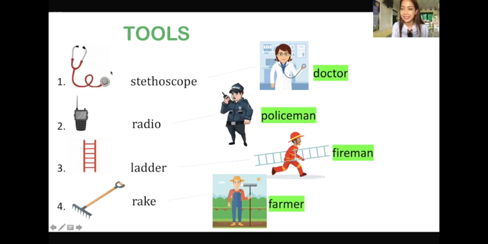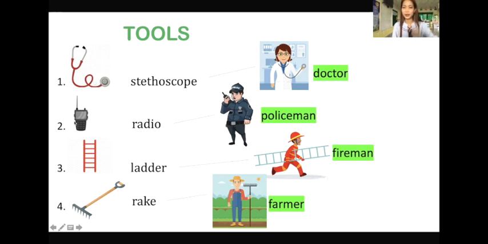Stethoscope. Stethoscope. That's right. So this is a stethoscope. And a doctor uses a stethoscope. Okay, so when the doctor treats a patient or if he or she needs to examine something, then he or she uses a stethoscope. One more time. Stethoscope. This is a stethoscope.